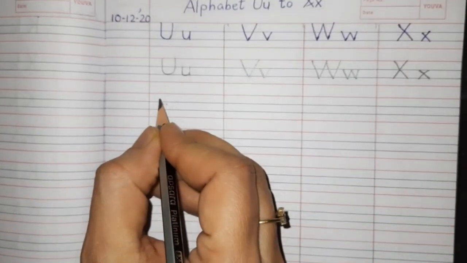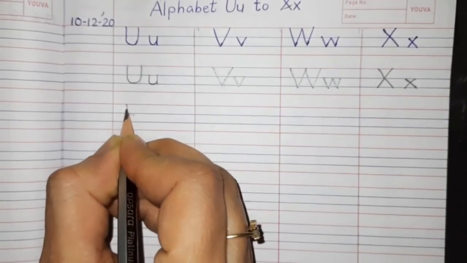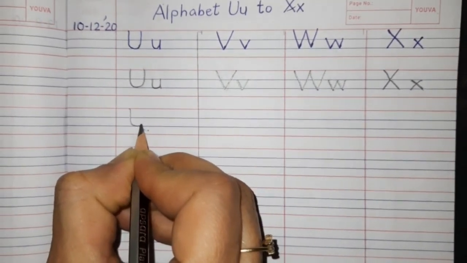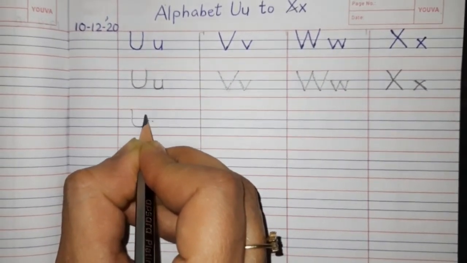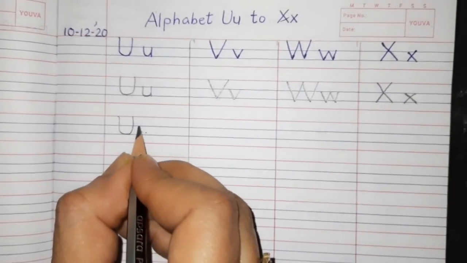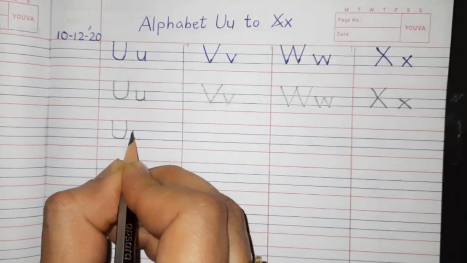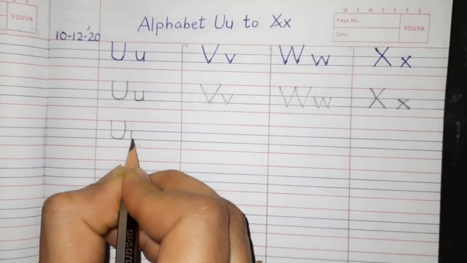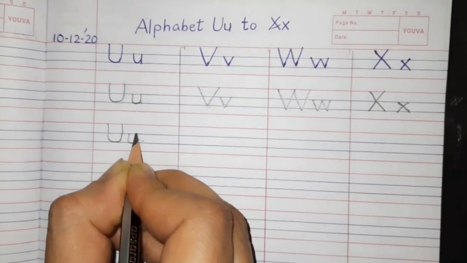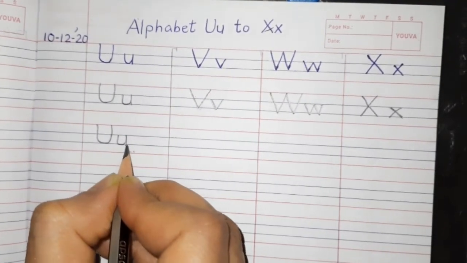Now we will write capital U. Start from the first red line, standing line, then make a curve, touch the second blue line, go up, standing, touch the first red line. Then for small u, start from the first blue line, come down standing, make a curve, then go up, touch the first blue line and come down standing, small u.